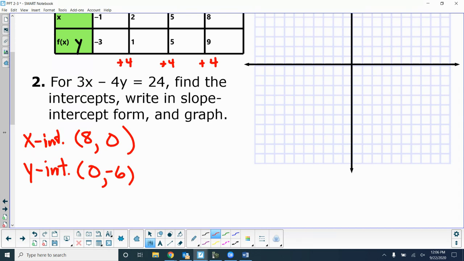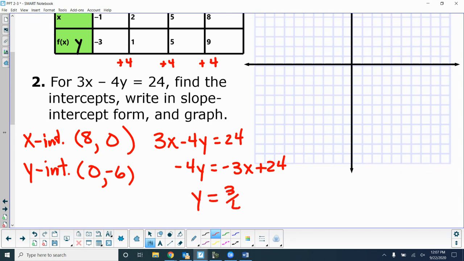All right, so find the intercepts. We just did that. Write in slope-intercept form. What's that mean? y equals mx plus b, right? Get y alone is what it means, right? So when I get y alone, I'm going to subtract the 3x and divide by negative 4, right? So I'm not showing all the work, but you guys understand what I did, right?